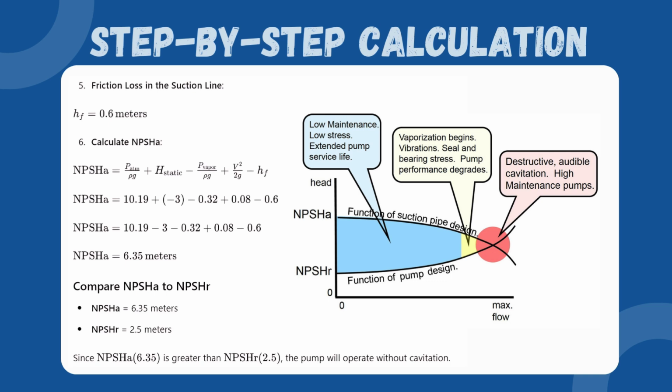So guys, in this example, the net positive suction head available, which was 6.35, is well above the net positive suction head required of 2.5 meters, and this indicates the pump will function properly without any risk of cavitation. Okay guys, so this was the simple calculation of NPSH available, which we discussed with the help of 2 examples, where in the first example the velocity head was not calculated, while in the second example we also calculated the velocity head and completed the calculation of NPSH available.